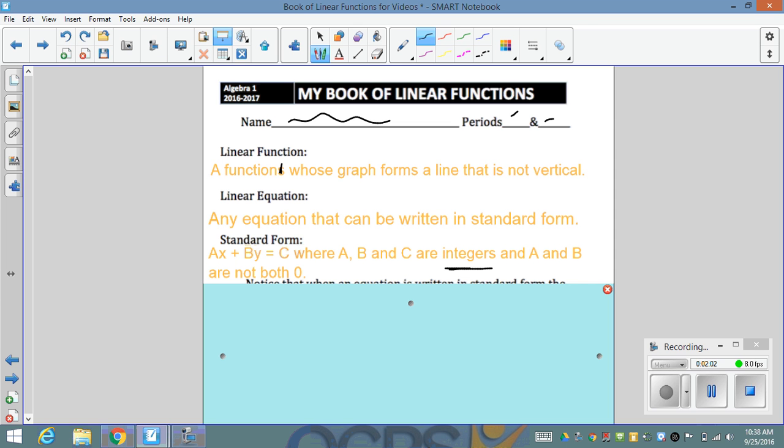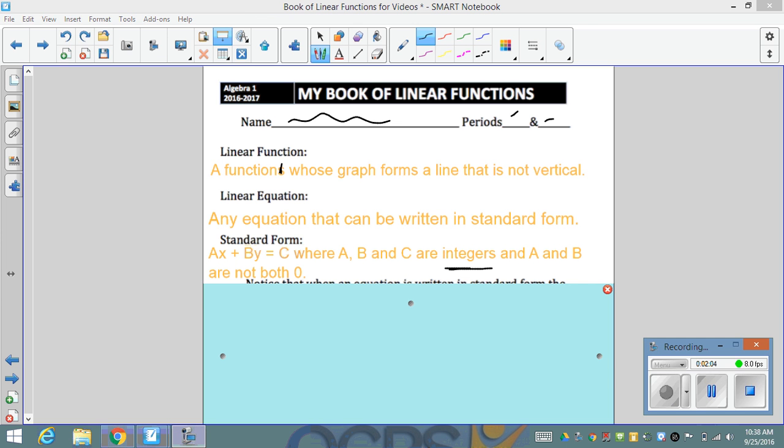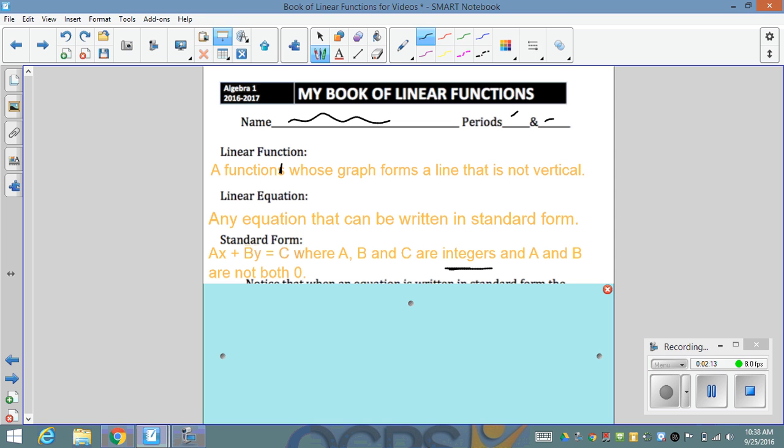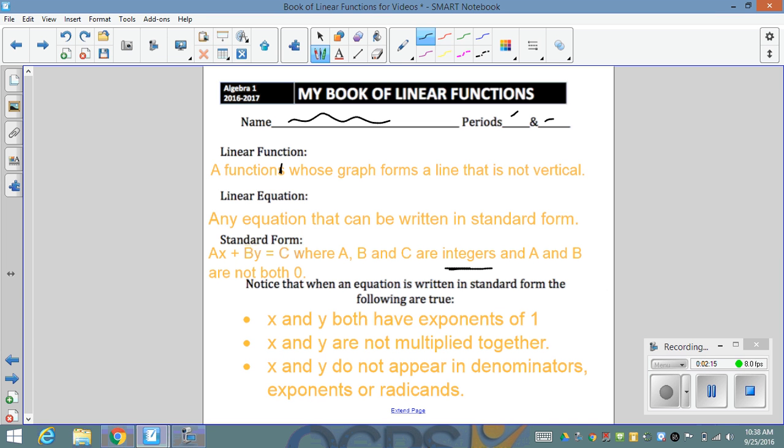These are our formal definitions. Let's take a look at our descriptions, because that's the one that's really going to help. So when you have an equation that is written in standard form, all of the following are true. X and y both have exponents of 1. That is key. That is really what makes it linear, is the exponents of 1.